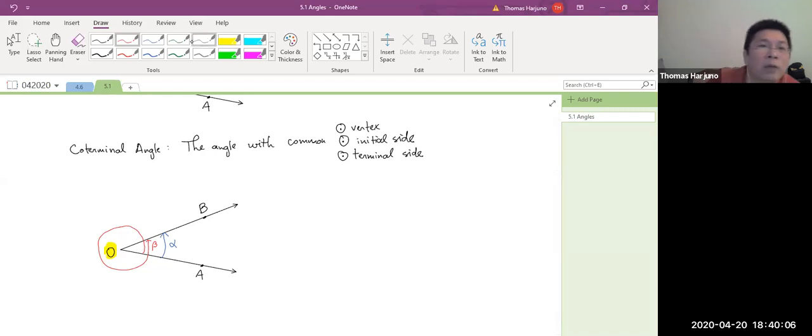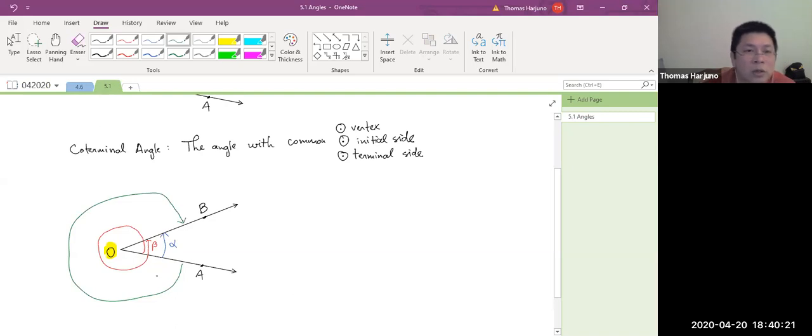In fact, we can go backward. Let's say this is my initial side with vertex O. I go this way. So the same initial side, the same vertex, the same terminal side. Let me call this angle gamma. Then angle alpha, angle beta, and angle gamma are coterminal.